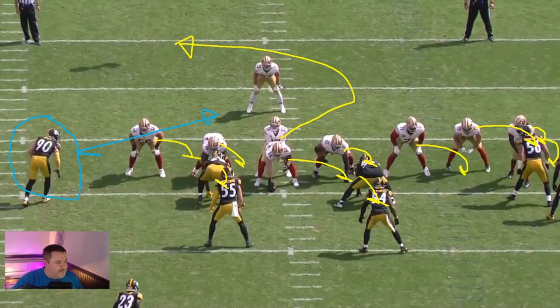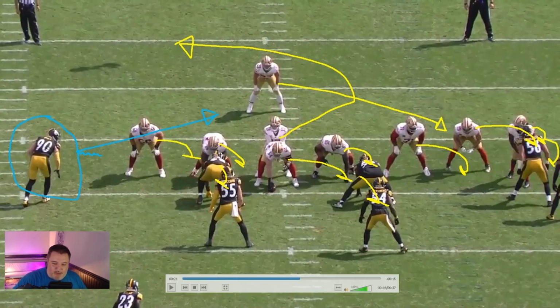Christian McCaffrey, at the snap, he's going to open up. He's going to start sprinting to where the tight end is. That's his aiming point on the run. So Purdy's got to take an open step and sprint back there and hand him the ball and then carry out his fake.